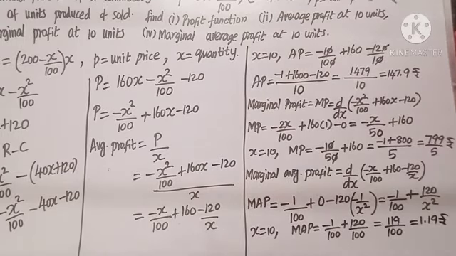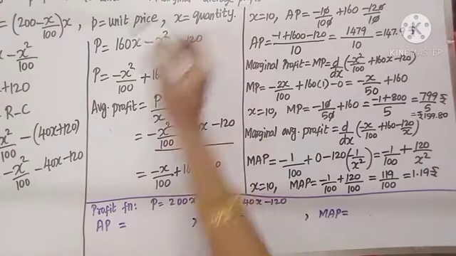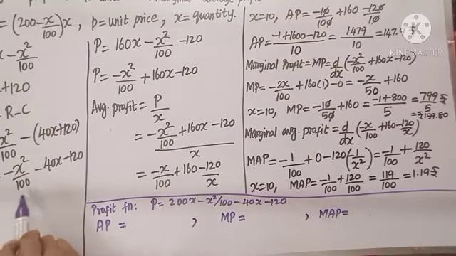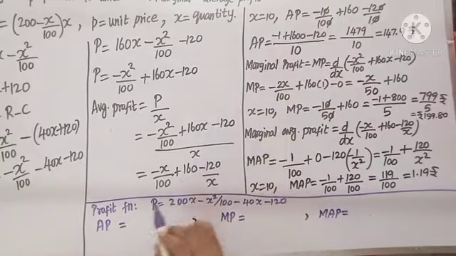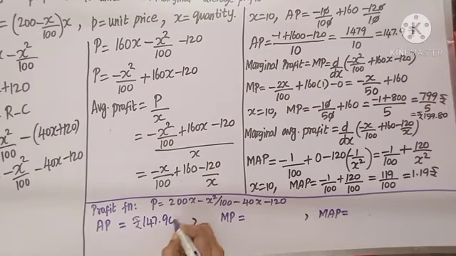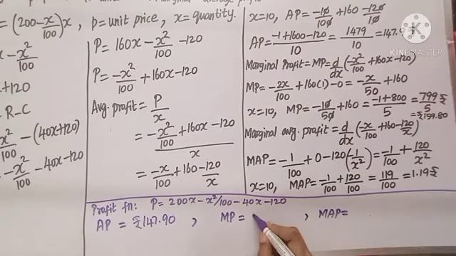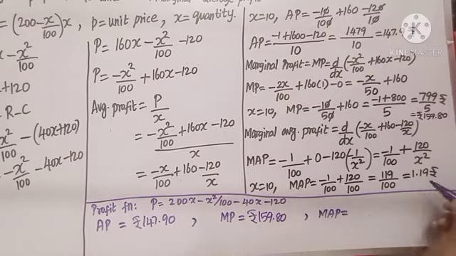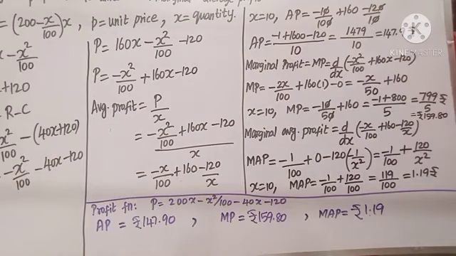Let us tabulate the answers. Profit function, the first subdivision, P equals 200x minus x square by 100 minus 40x minus 120. Average profit, the second subdivision, average profit is rupees 147.90. Marginal profit, as we simplify this, it is rupees 159.80. Marginal average profit is rupees 1.19, and that's the answer.